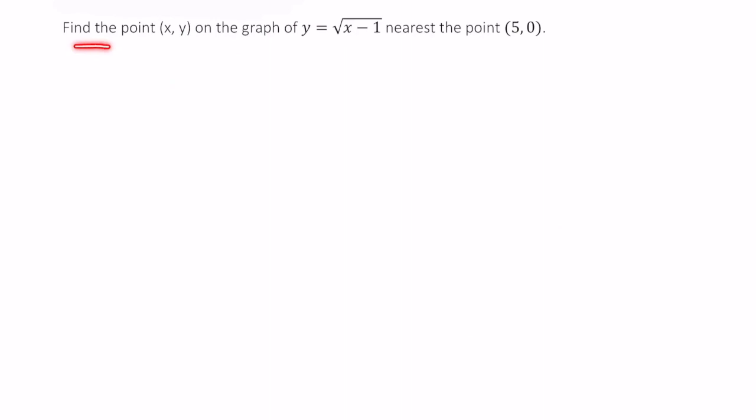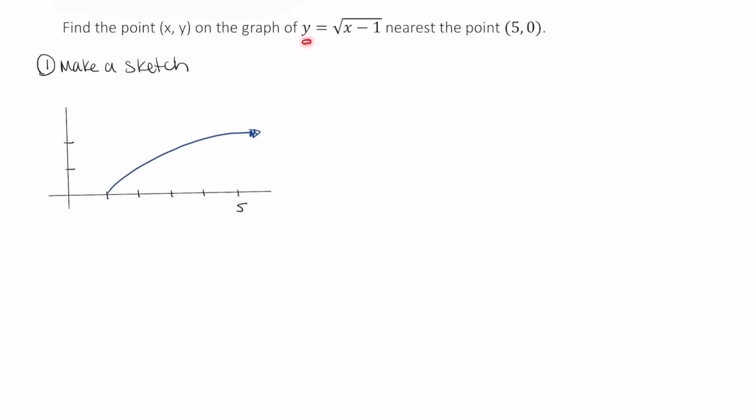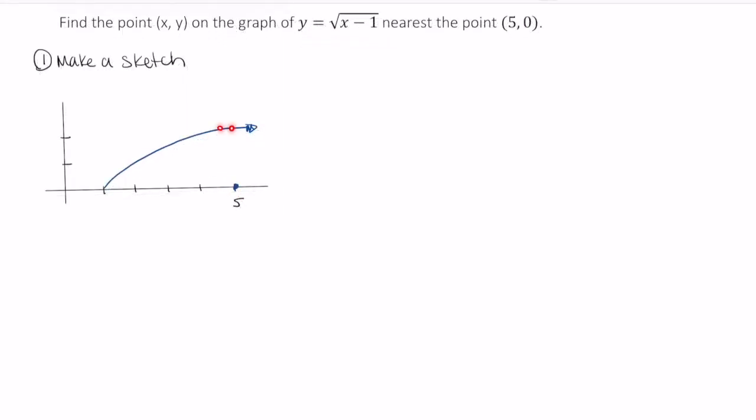Problem: find the point (x, y) on the graph of y equals square root of x minus 1 nearest the point (5, 0). The first step is to make a sketch. And that's here. As you can see, I sketched y equals the square root of x minus 1. And then here is the point (5, 0). We want to find what point on this blue graph is closest to this point here along the horizontal axis. So let's begin with our objective and constraint.